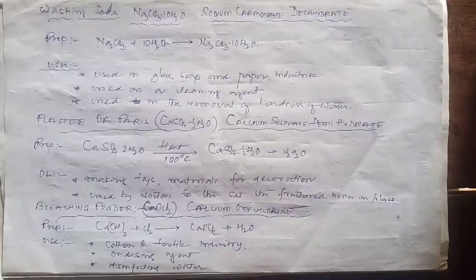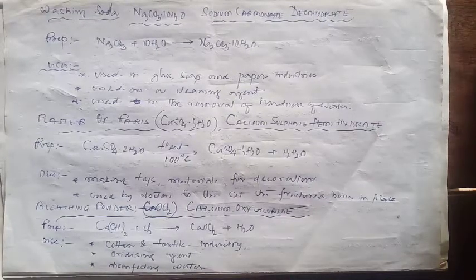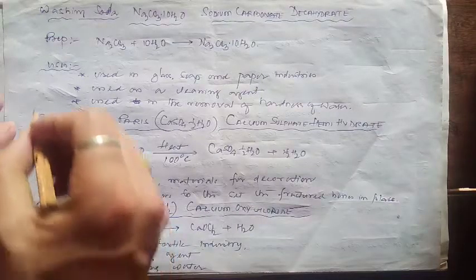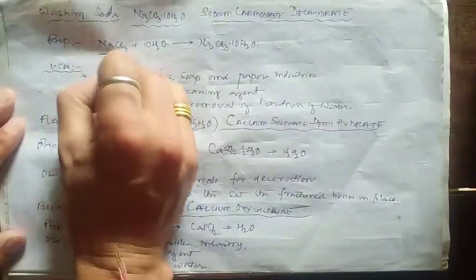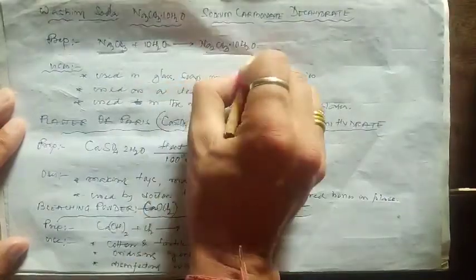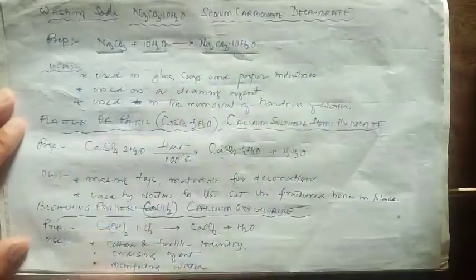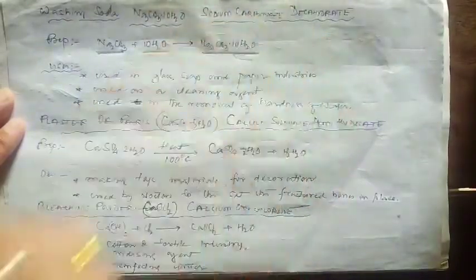Now student, let's move on to another compound. That's sodium carbonate decahydrate, commonly known as washing soda, Na2CO3.10H2O. So here is the preparation. The crystals of sodium carbonate, when dissolved in water, crystallize to give us sodium carbonate decahydrate. That's washing soda. So by the crystallization process, we make this washing soda.